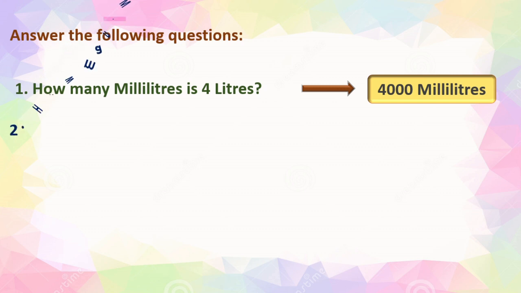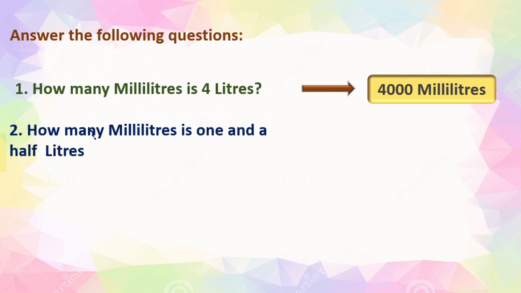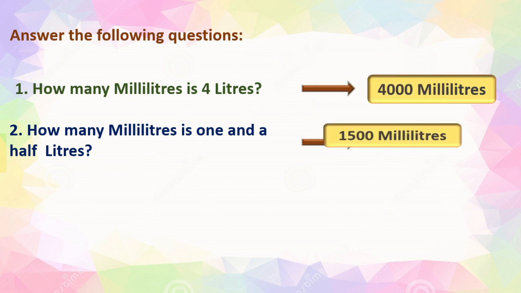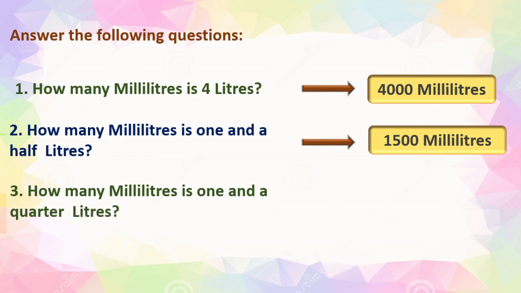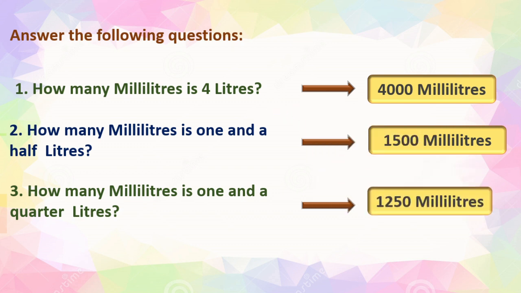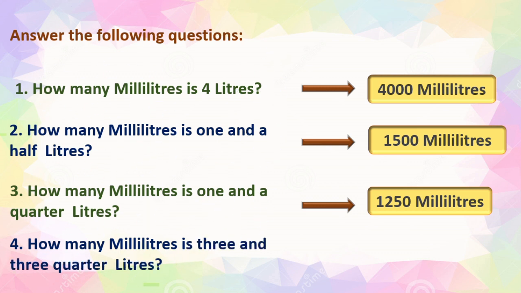Right? Next one. How many milliliters is 1.5 liters? Yes, 1 liter and half liter. Very good. 1500 milliliters. Next one is how many milliliters is 1.25 liters? 1 full and quarter. That is nothing but 1250 milliliters. Very nice.